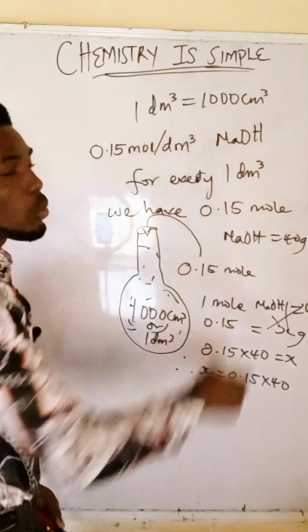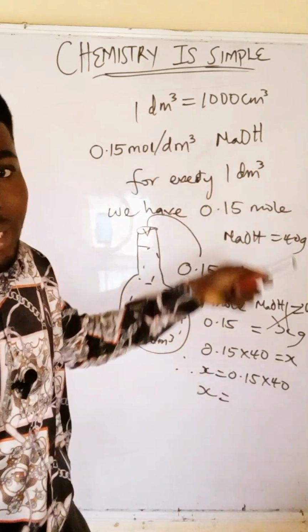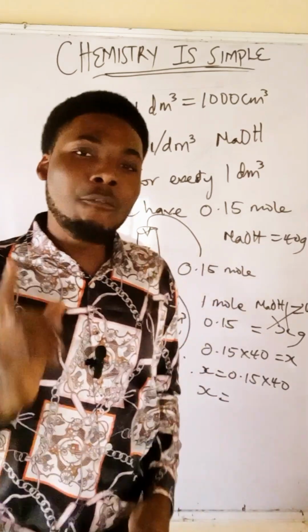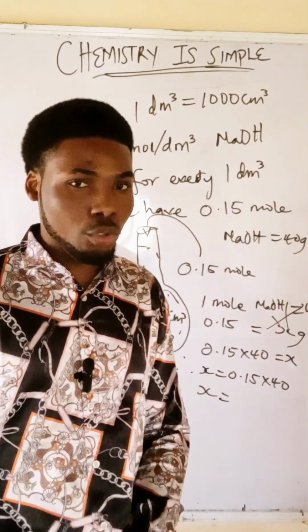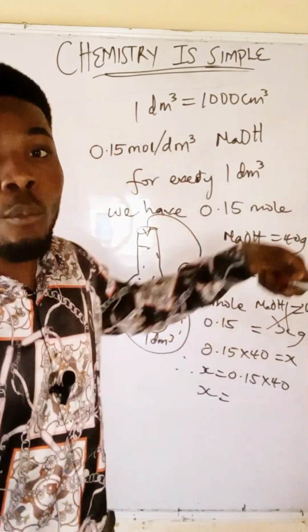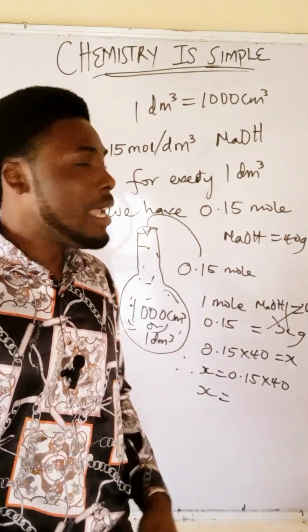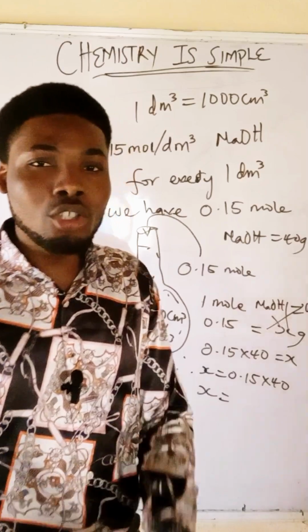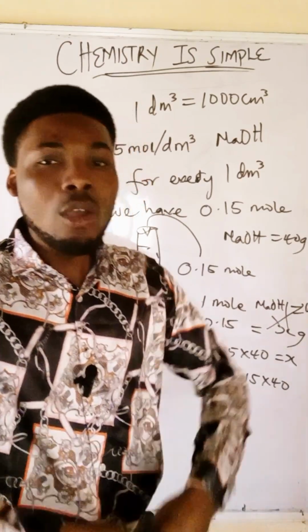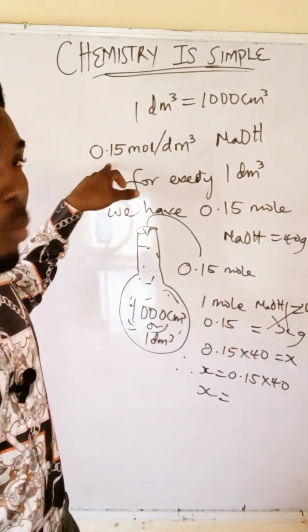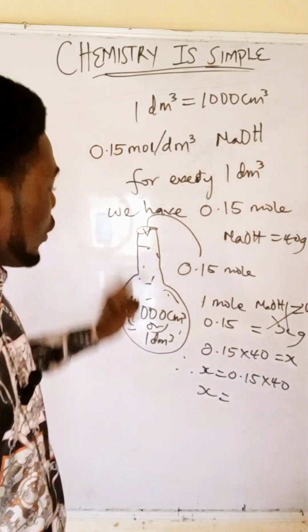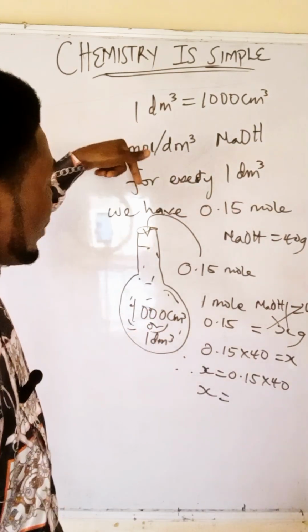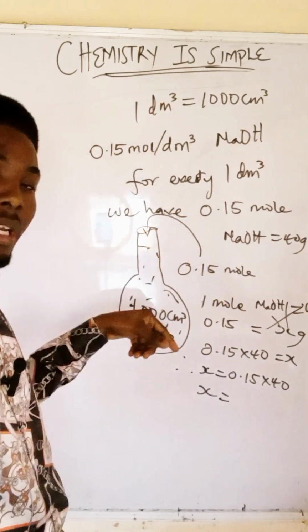So anytime you see 0.15 mole per dm cube like this, it basically translates to that for every 1000 cm cube of solution, we have 0.15 mole present in it. Okay, so it doesn't necessarily need to be sodium hydroxide. It can be sodium chloride, it can be sodium carbonate, it can be calcium carbonate, whatever substance. 0.1 mole is still the same thing. That for every 1000 cm cube of solution, we dissolve 0.15 mole inside.